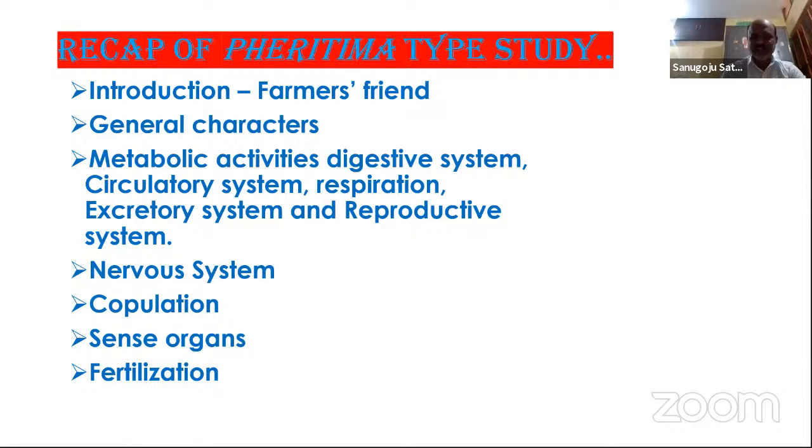This is the recap of the Pheretima type study, children. As we discussed Pheretima clearly, I hope it is clear. Economic importance, we discussed a lot about it.